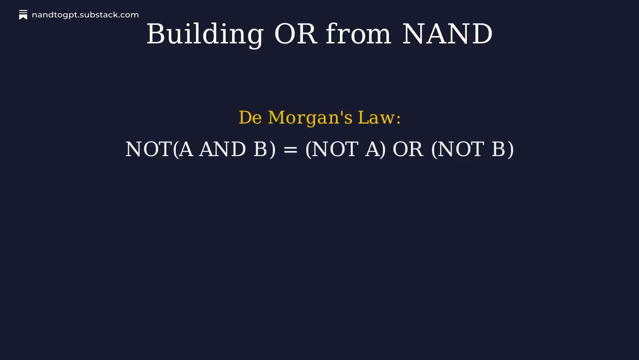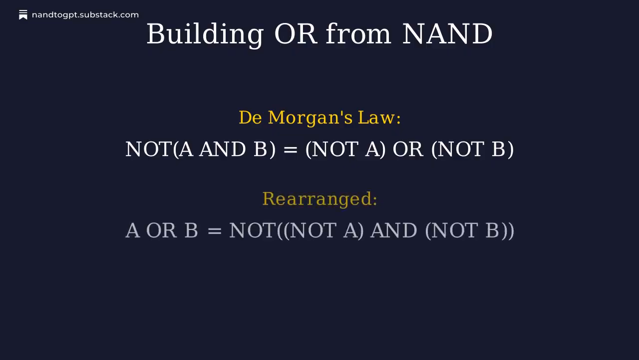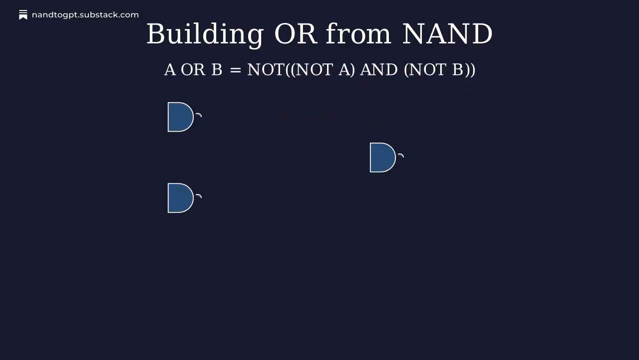OR is where it gets clever. We need some mathematical magic called De Morgan's theorem. De Morgan's theorem states that not of A and B equals not A or not B. It's one of those beautiful symmetries in logic. So if we rearrange that, A or B equals not of not A and not B, which means invert both inputs with NOT gates, feed them into a NAND, and we get OR.